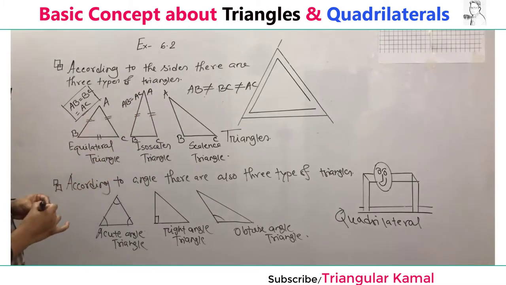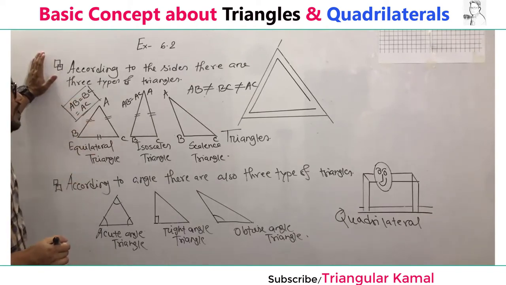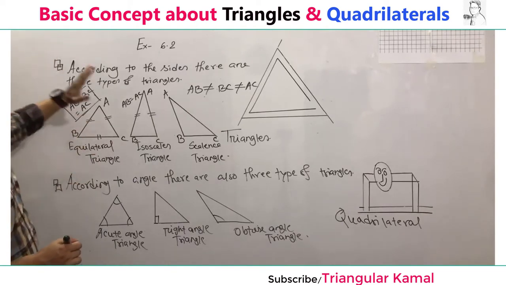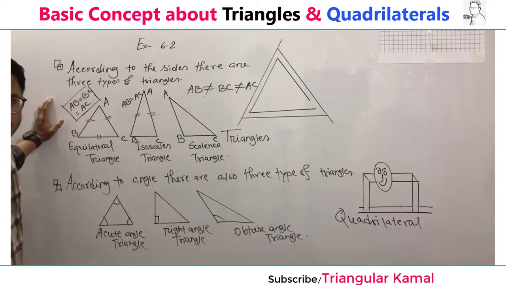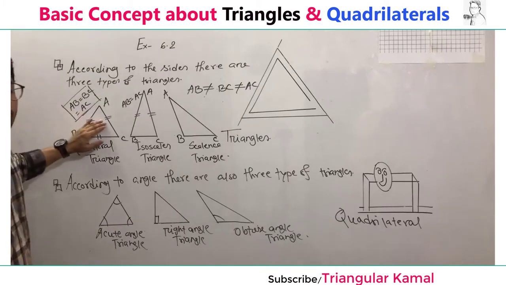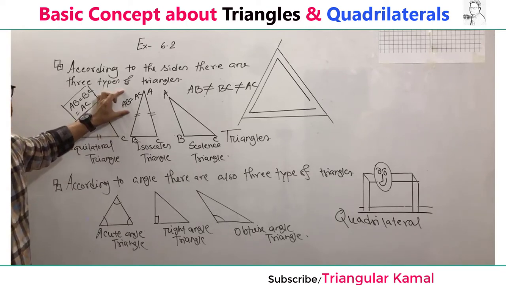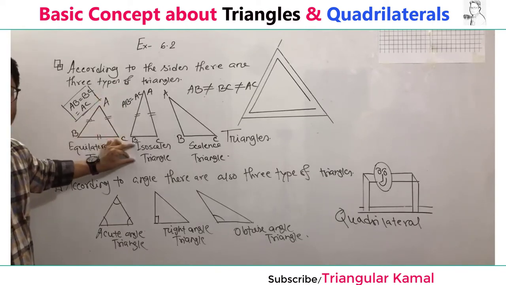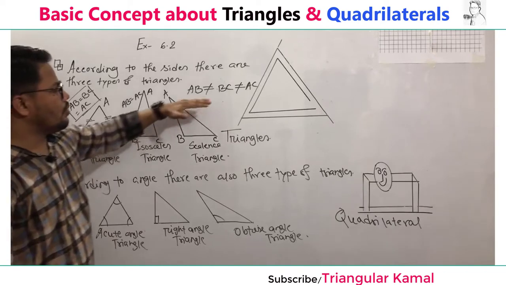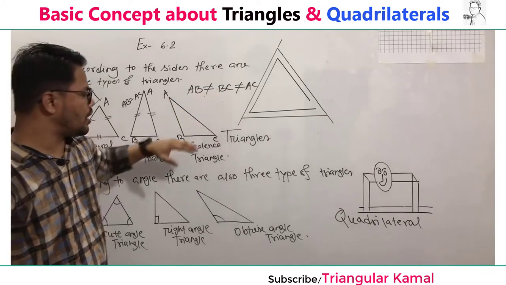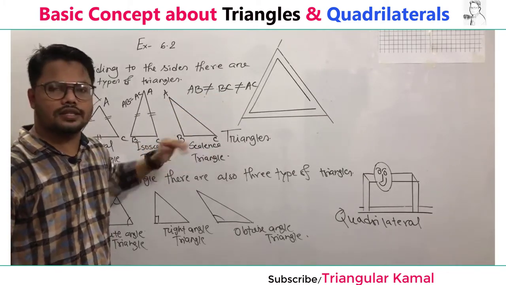So my dear students, according to the sides, we can see here that when the three sides are equal, the triangle will be an equilateral triangle, and when two sides are equal, this triangle will be an isosceles triangle. When the three sides are not equal, this triangle will be a scalene triangle.